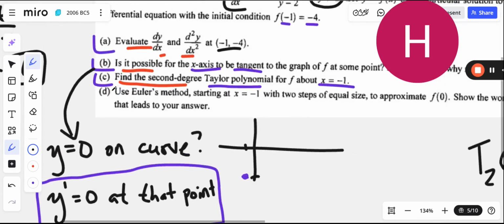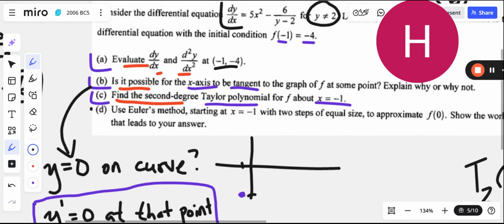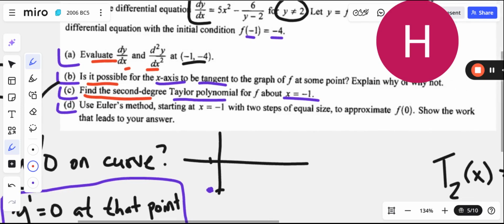Now part D, once you're worn out, part D is going to ask for more. Using Euler's method, approximate f of 0. Show the work that leads to your answer. So what Euler's method is, is using the tangent line, but then adjusting the tangent line as we go. And we're going to do that in 2 steps. So we start off at x equals -1.